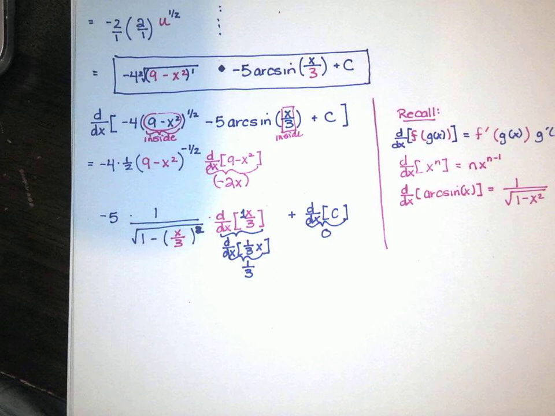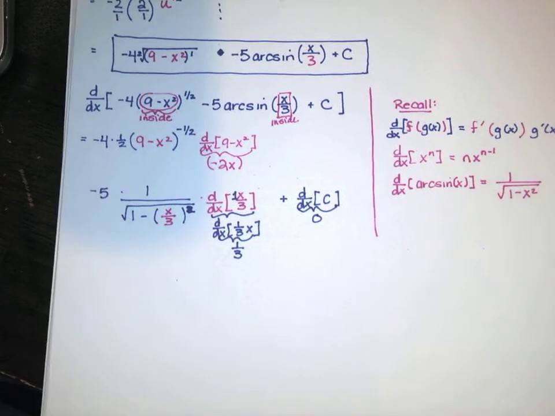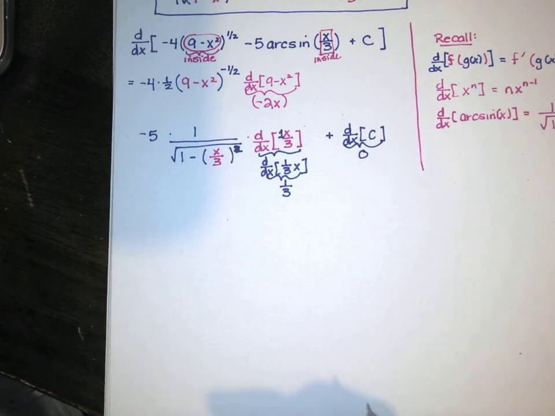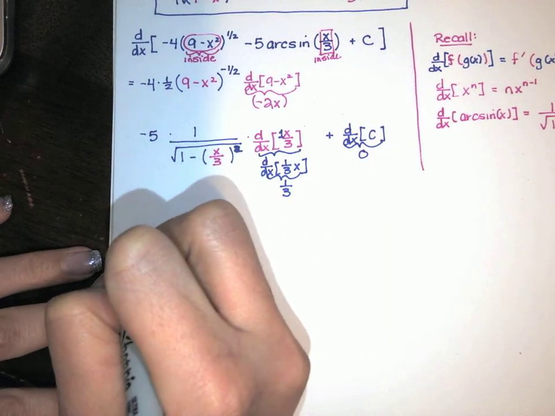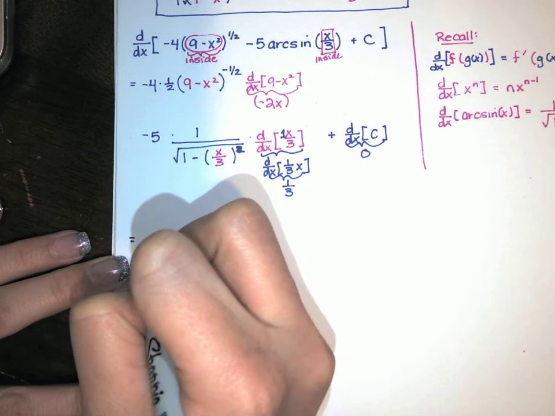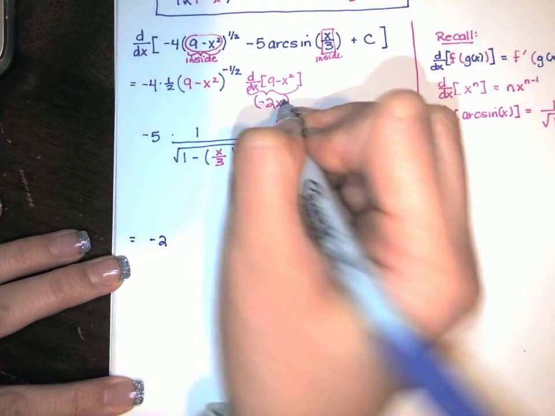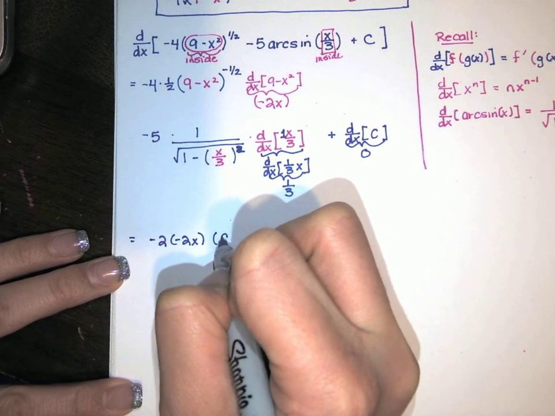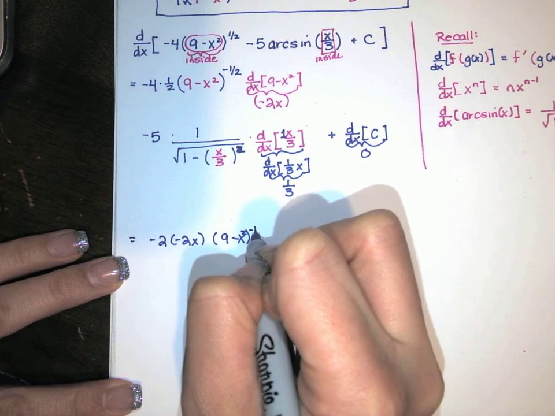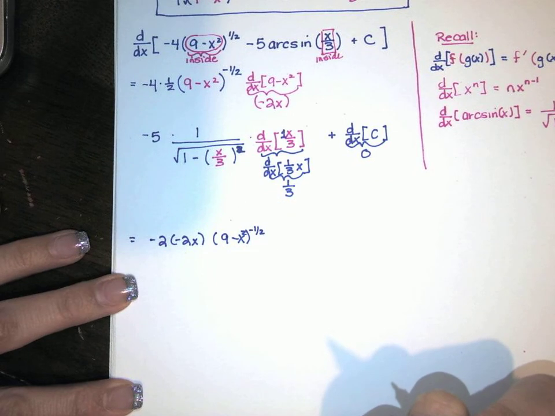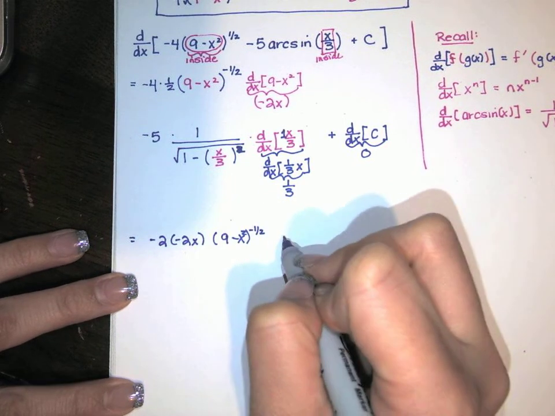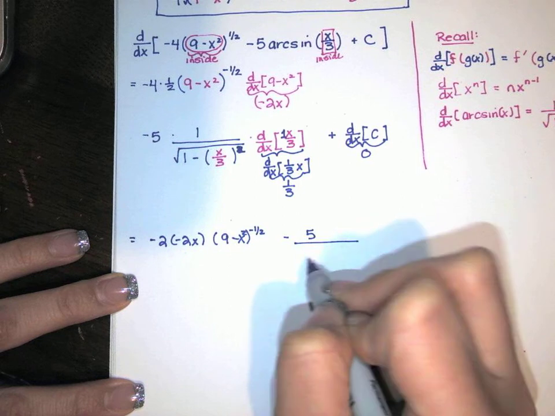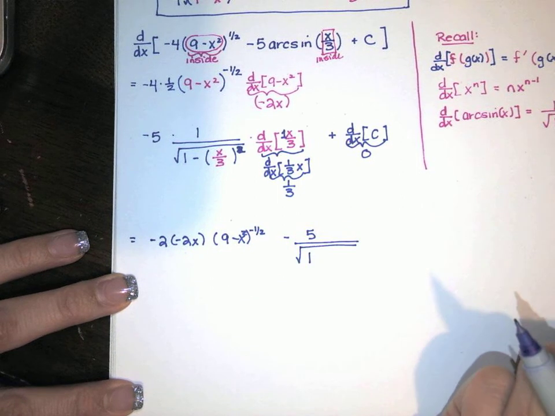So that's our answer. Doesn't look anything like our original integrand, but our hope is that with a little bit of algebra, we can show that it's exactly the same as our original integrand. So I'm going to simplify a bit. Negative 4 times 1/2 is negative 2 times the negative 2x. And then I've got 9 minus x squared, whoops, to the negative 1/2 there. And then I've got a minus 5 over the square root of this.